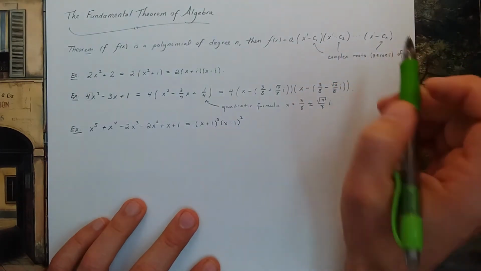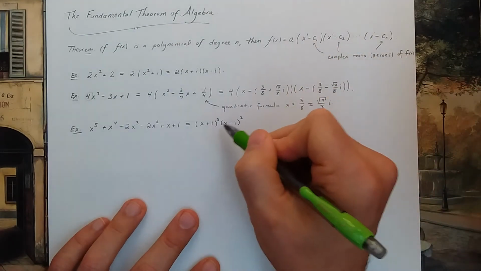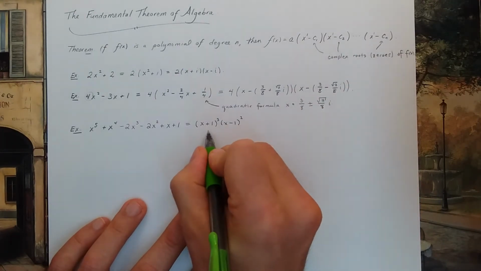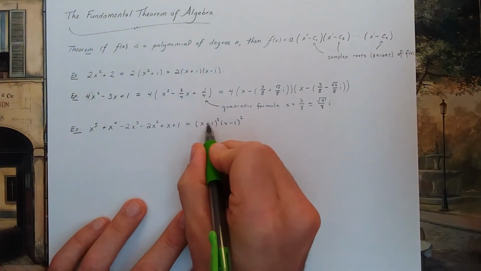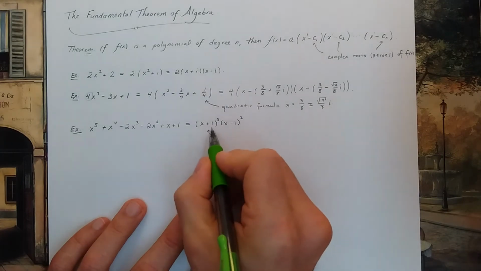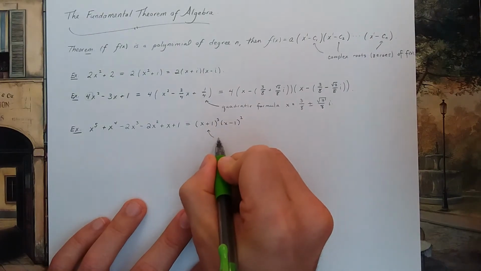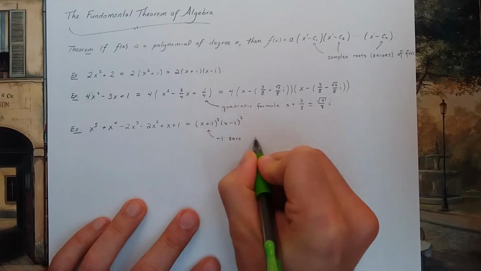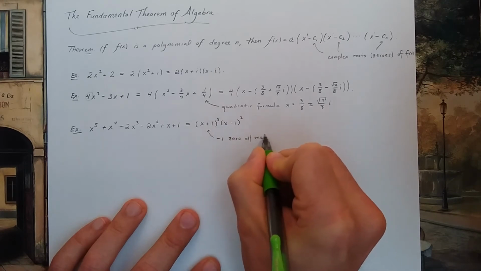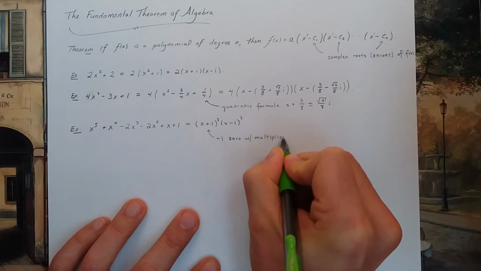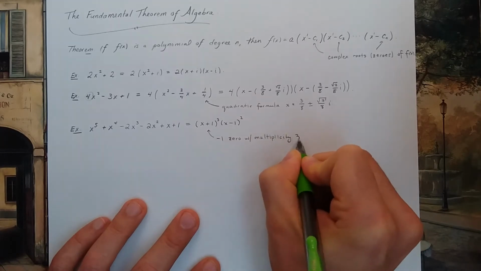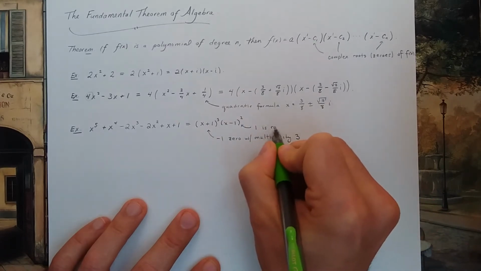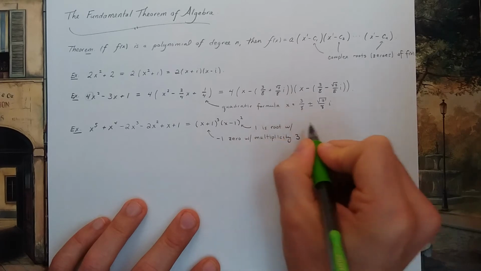So these complex roots don't all have to be different. I'm showing you an example where you can have a repeated root. When this happens, you say that the root has a multiplicity. So for example, there is a minus 1 root or minus 1 zero with multiplicity 3, and you could say 1 is a root or a zero with multiplicity 2.